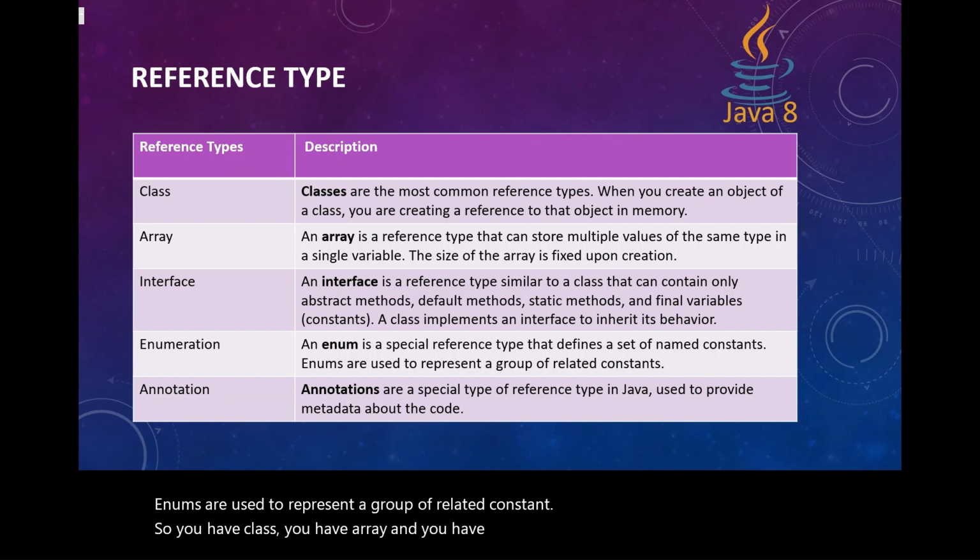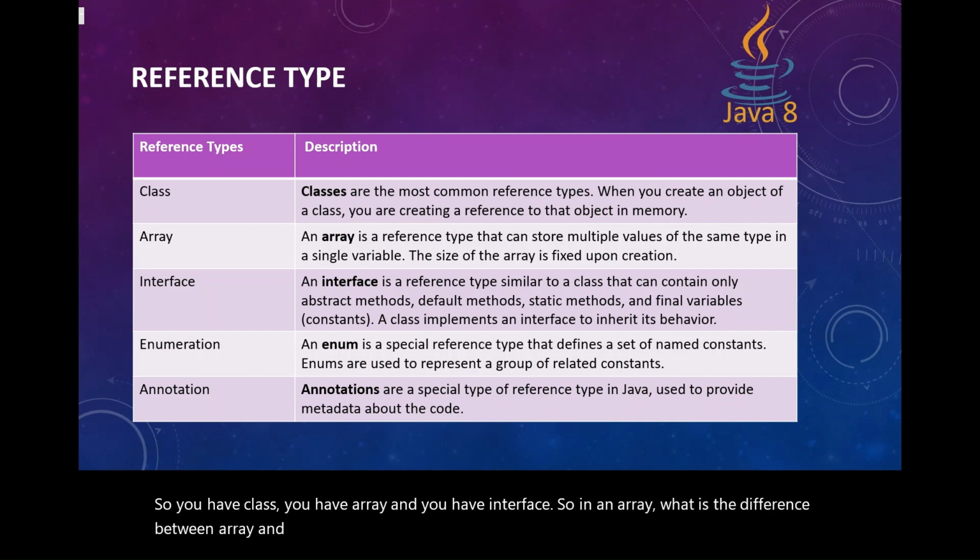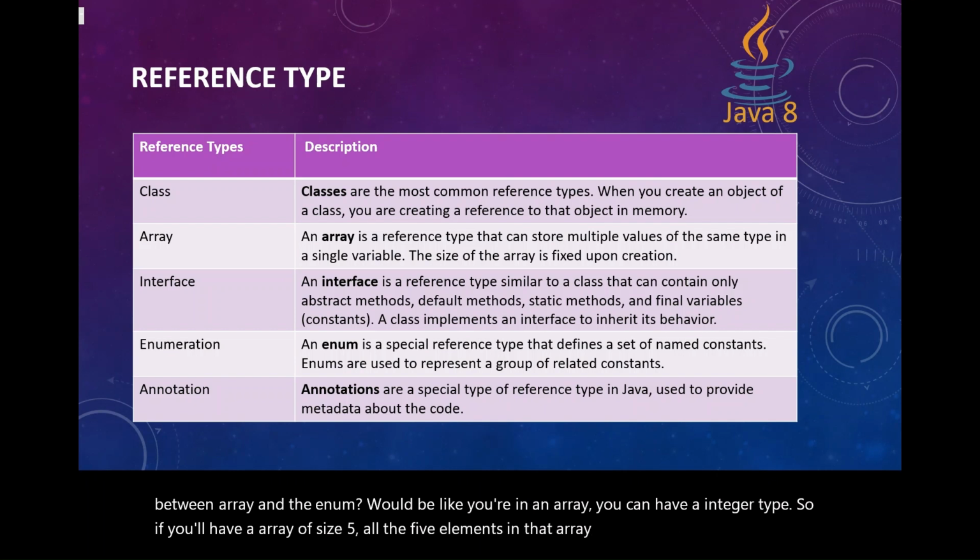So what is the difference between array and enum? In an array, you can have an integer type. If you have an array of size 5, all the 5 elements in that array are going to be of type integer only, and the size is also fixed.